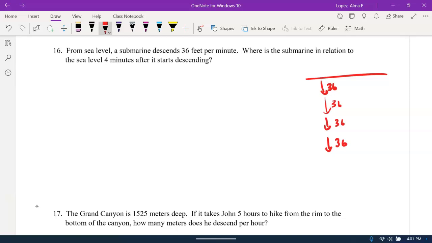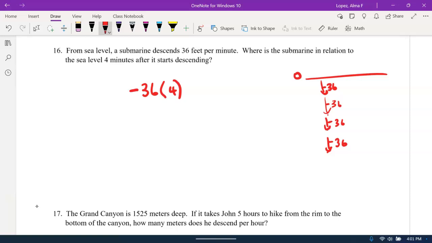So I kind of drew 1 minute, 2 minutes, 3 minutes, 4 minutes. And I don't want you to have to draw it. I want you to think about it. That's going to mean 36 for every minute. If there's 4 minutes, I'm going to multiply by 4. But descending means it's going down 36, doesn't it? So that's where that negative comes into play. From sea level. So this is like 0. And every time that submarine goes a little further, it's going down, implying a negative 36.